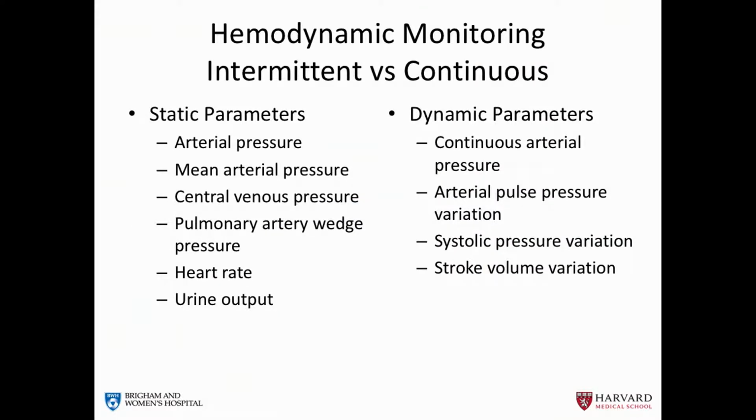Now, we can think about hemodynamic monitoring in two different ways, intermittent versus continuous. And when we think of intermittent, what we're really talking about are static measurements. And those might include things like arterial pressure and mean arterial pressure, central venous pressure, pulmonary artery wedge pressure, heart rate, and urine output, and we'll go over each one of those. The dynamic parameters, which are a little more difficult to obtain, but probably more informative as to the actual perfusion and filling status of the patient, include continuous arterial pressure monitoring, arterial pulse pressure variation, systolic pressure variation, and stroke volume variation.